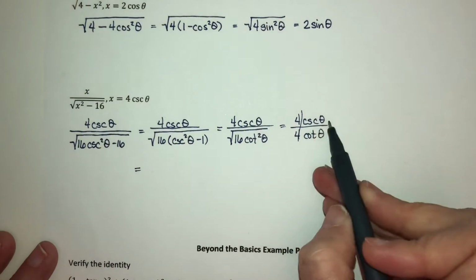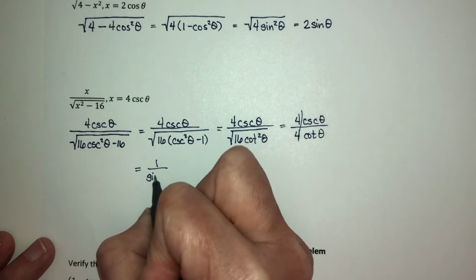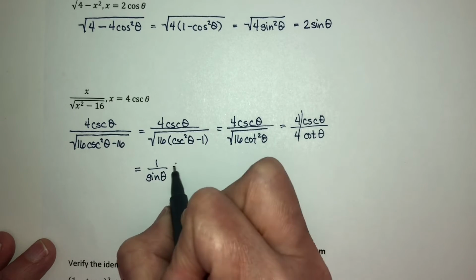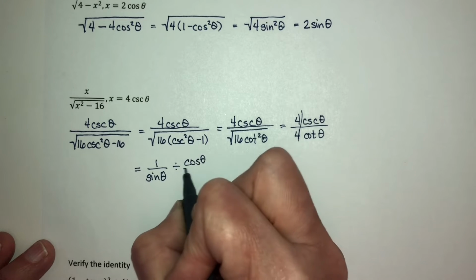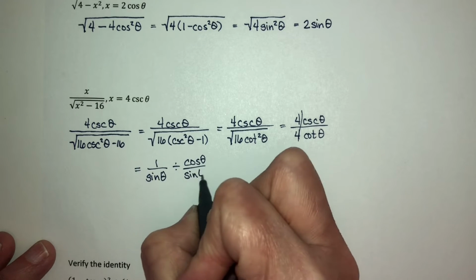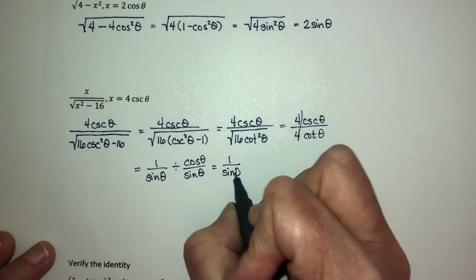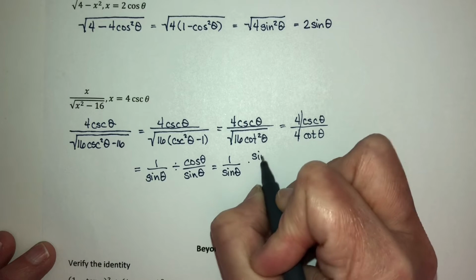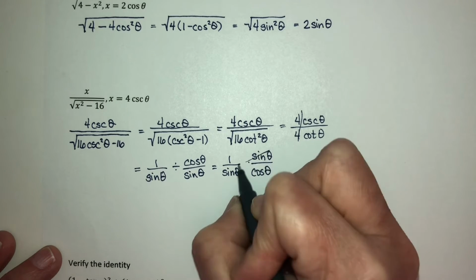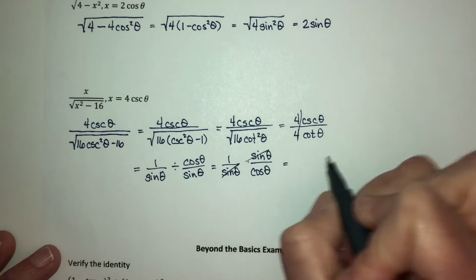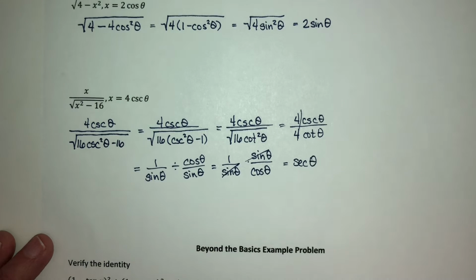If I do cosecant theta, writing it as a sine, that's 1 over sine of theta, and I want to divide that by cotangent, which is cosine theta over sine theta. Multiplying by the reciprocal, I end up with 1 over cosine, which is secant of theta.